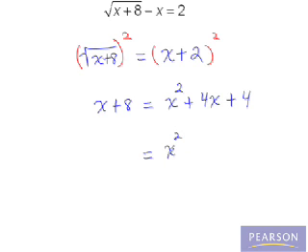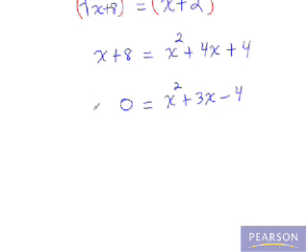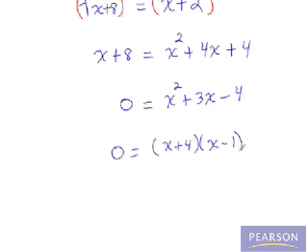So I'll leave my x squared term where it's at because we have a positive lead coefficient. Subtract x from both sides gives us positive 3x, and subtracting 8 from both sides gives us a negative 4. And now we have our 0. We'll go ahead and factor. We have 0 equal to the quantities x plus 4 times x minus 1, factoring this trinomial.